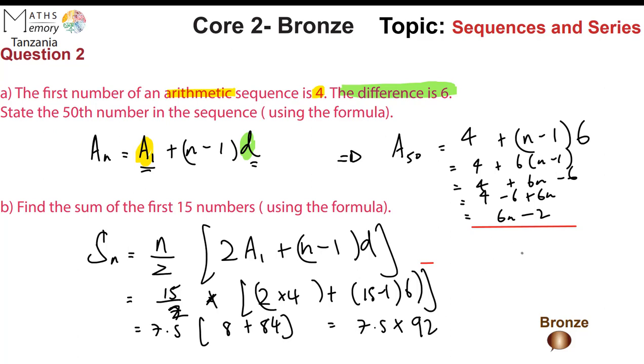92. If one does 92 times 75 using long multiplication, we get 6900. Take it back one decimal place because it's 1 dp, so we get an answer of 690. So the answer would be 690 for the first 15 terms of this arithmetic series. Make sure you understand how to multiply by decimals, and obviously the formula we just stated.